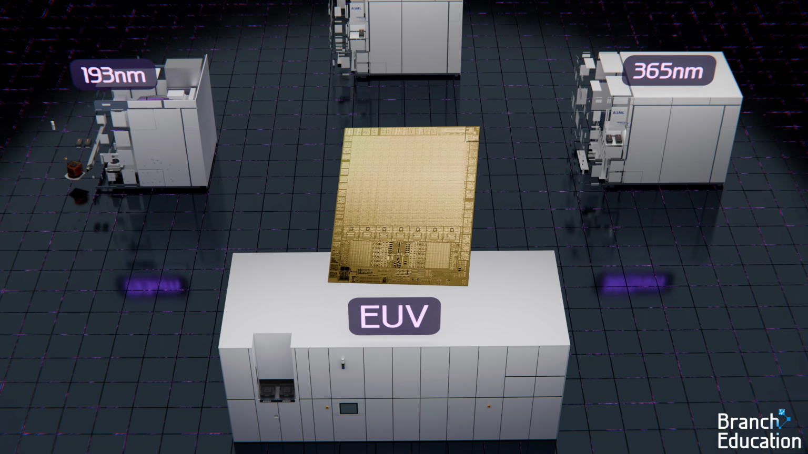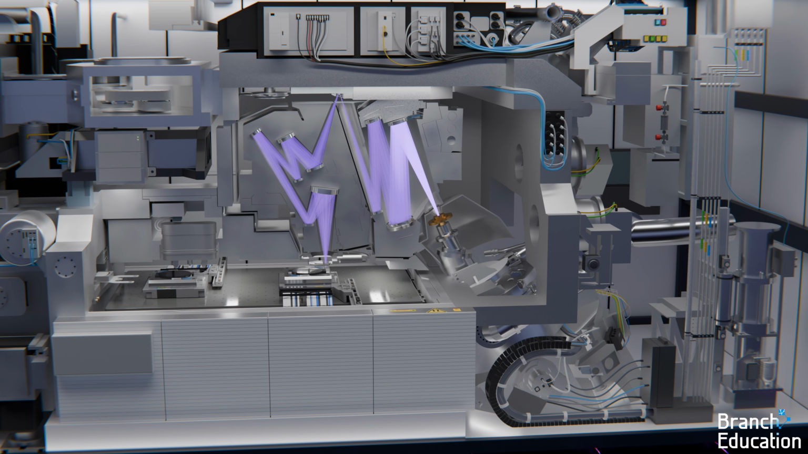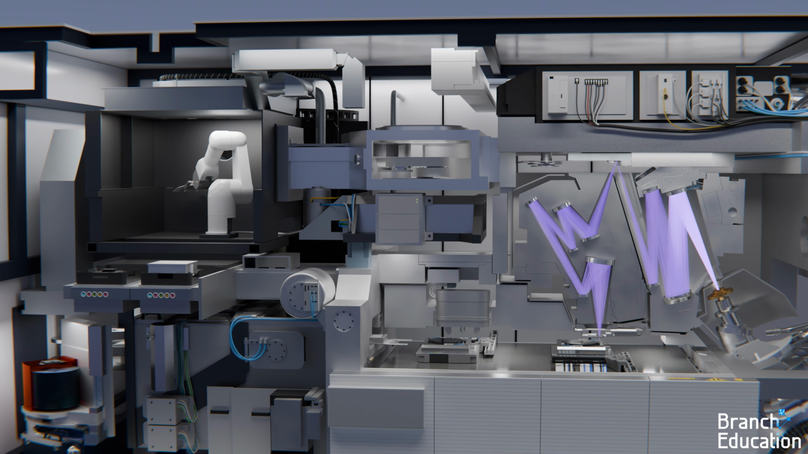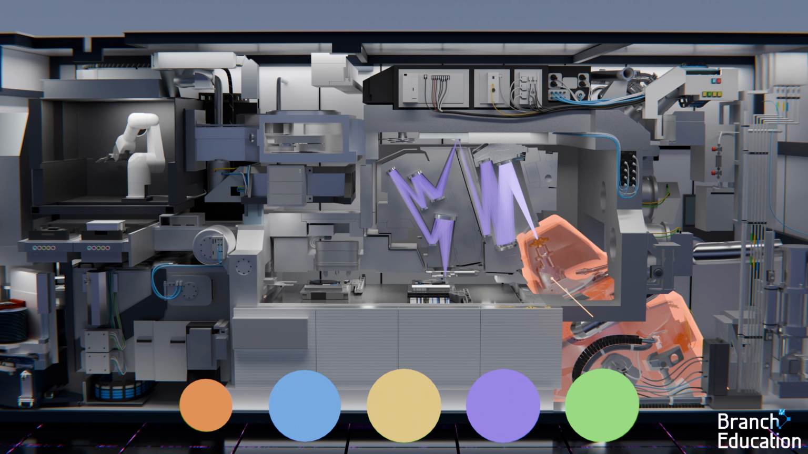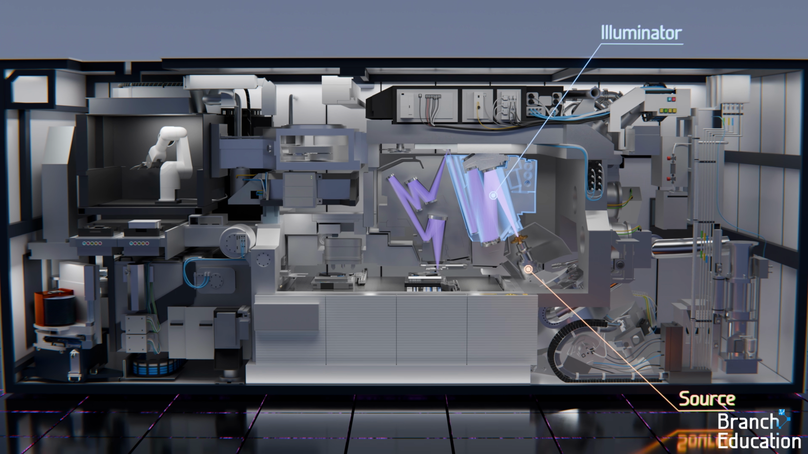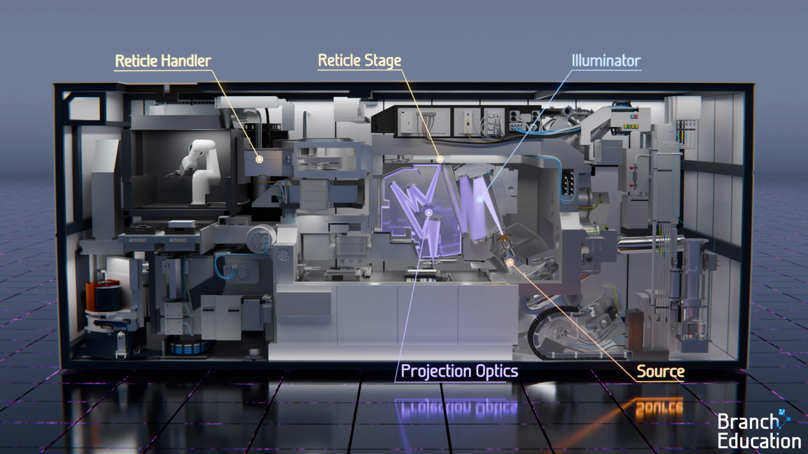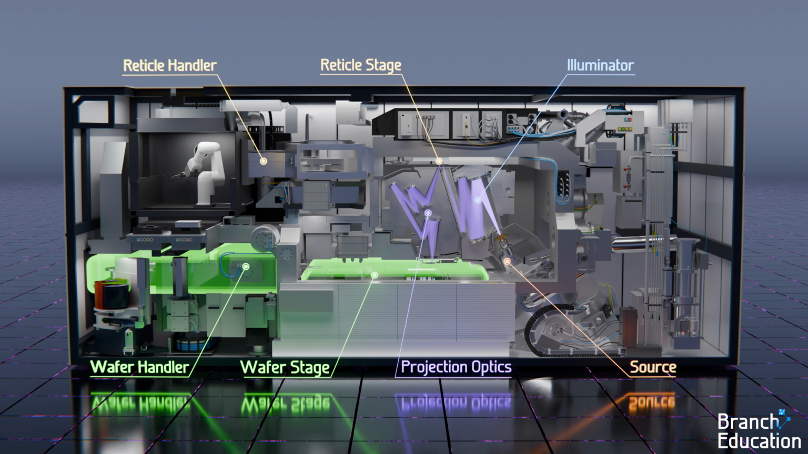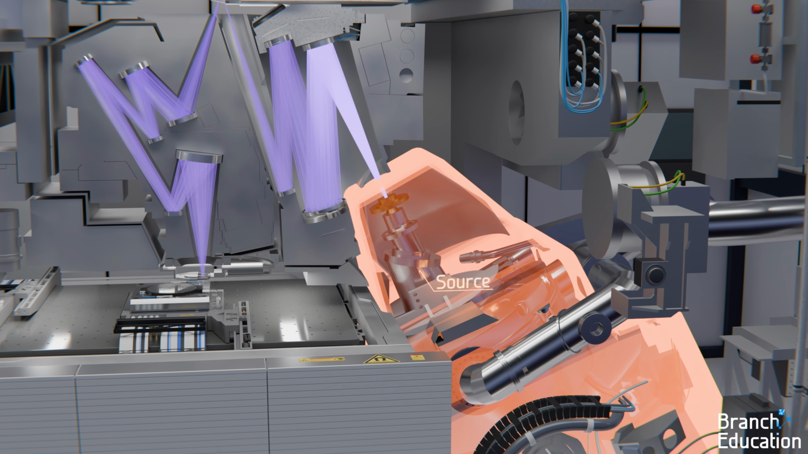With the basics of microchip manufacturing covered, let's open an EUV lithography system, explore the incredible science and engineering inside, and divide the system into its 5 key parts: the light source, the illuminator, the reticle handler and reticle stage, the projection optics, and finally, the wafer handler and wafer stages. We'll begin with the light source, which produces the EUV light.